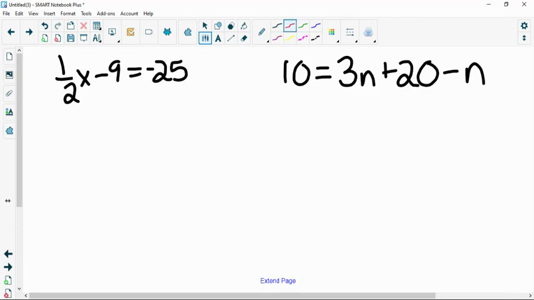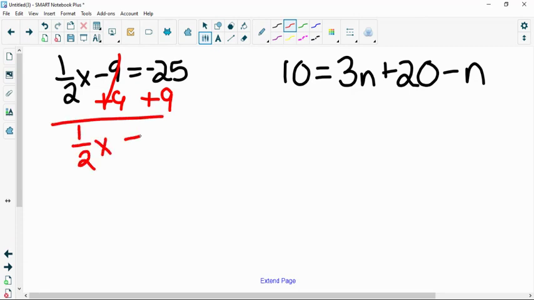In the first question for you to try, it says 1/2 times x minus 9. So work that backwards. Starting with the minus 9, we add 9 to both sides. I'm left with 1/2 x on the left. And then negative 25 plus 9 gives you negative 16.